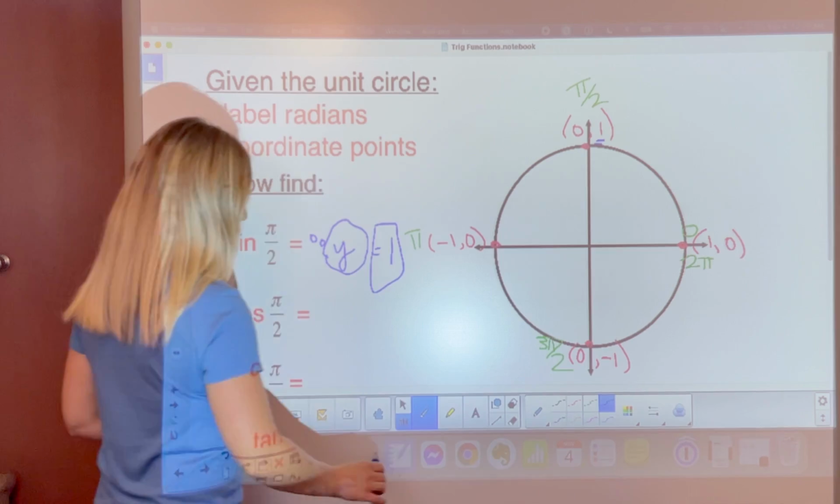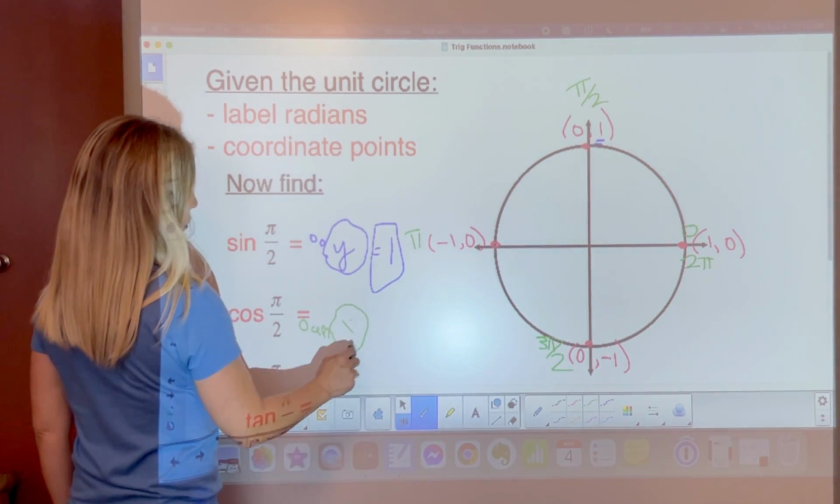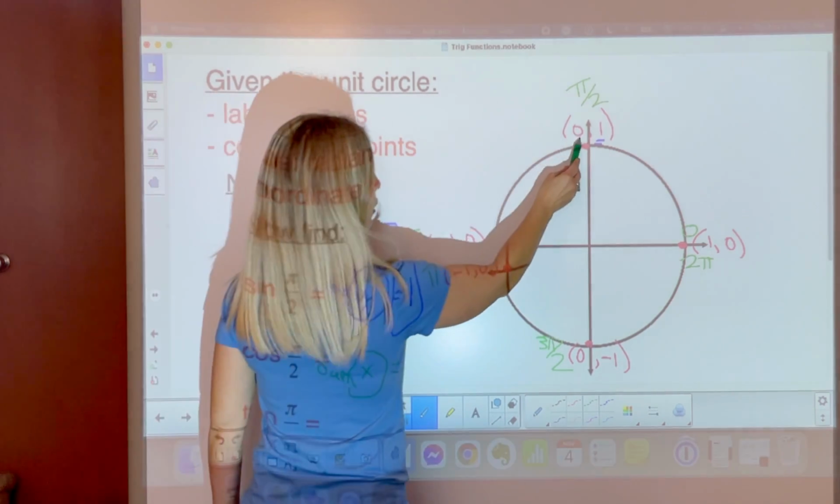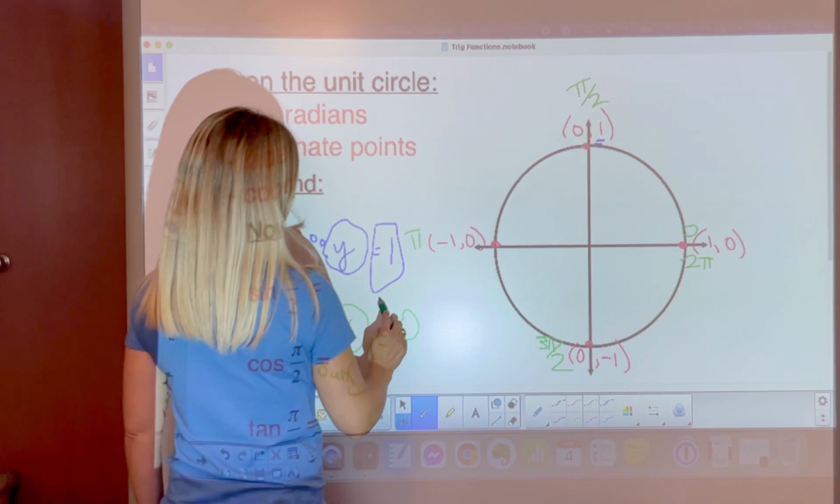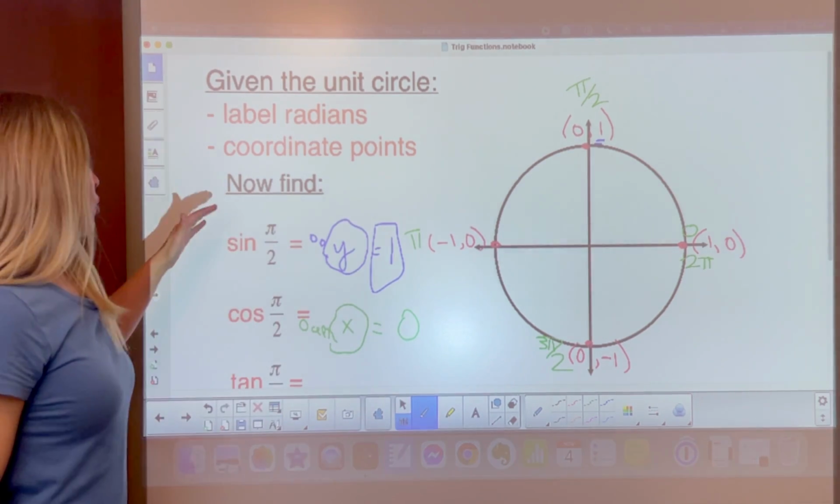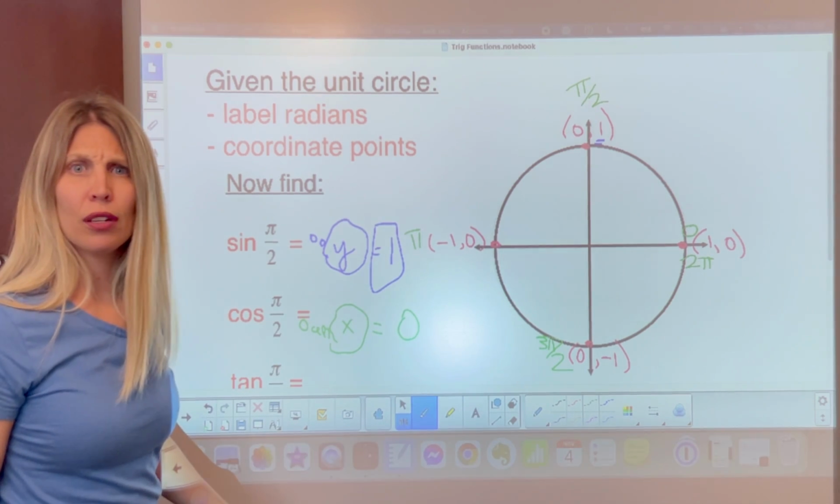Okay, now what's cosine? So cosine, remember in your thought bubble, cosine is my x value. So what is my x value at pi over 2? Cosine is 0. So that's how you can easily find sine and cosine. How do we find tangent?